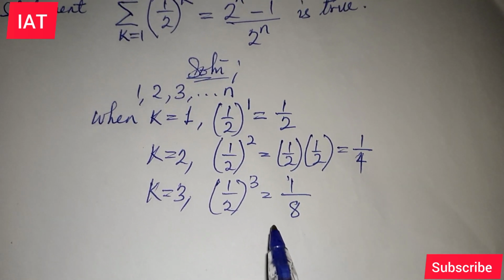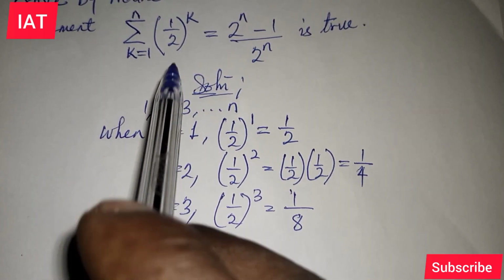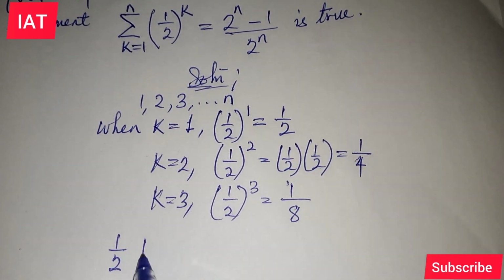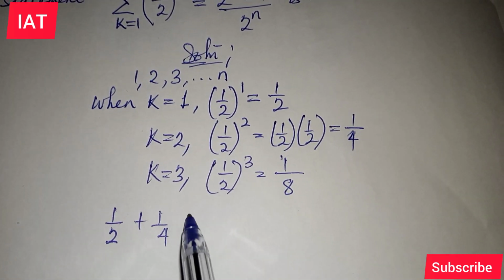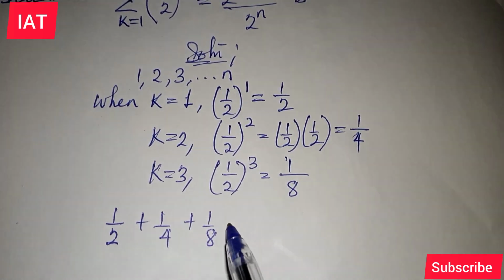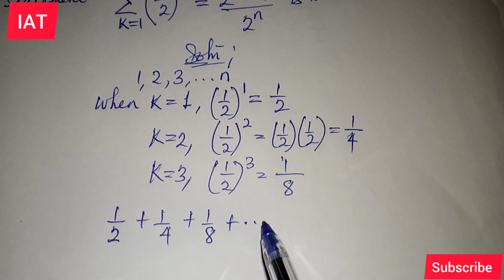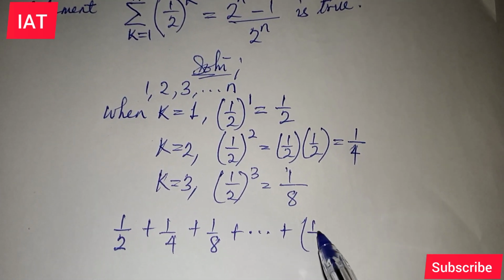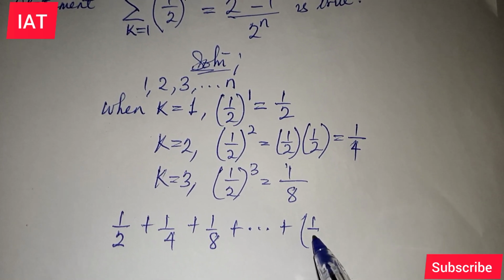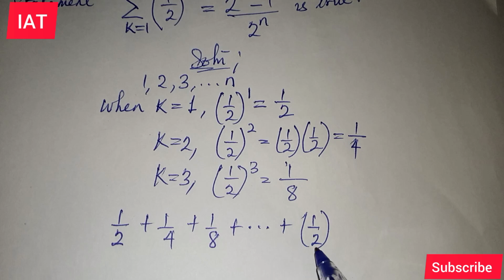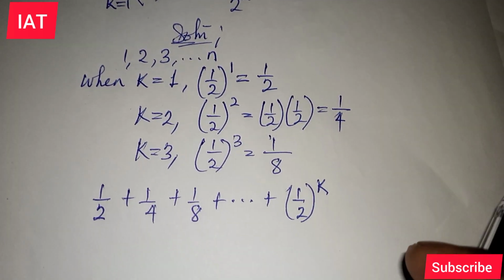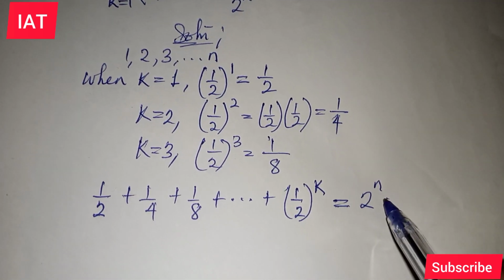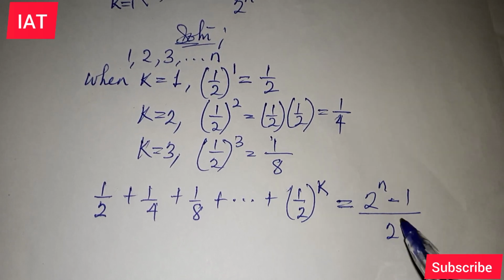So it means that the series will become, in place of this sigma summation, 1 over 2 plus 1 over 4 plus 1 over 8 plus to infinity, then we have this series ending with 1 over 2 to the power of k, because we don't know what point it will end. And this will give us what we have at the right hand side, which is 2 to the power of n minus 1 all over 2 to the power of n.